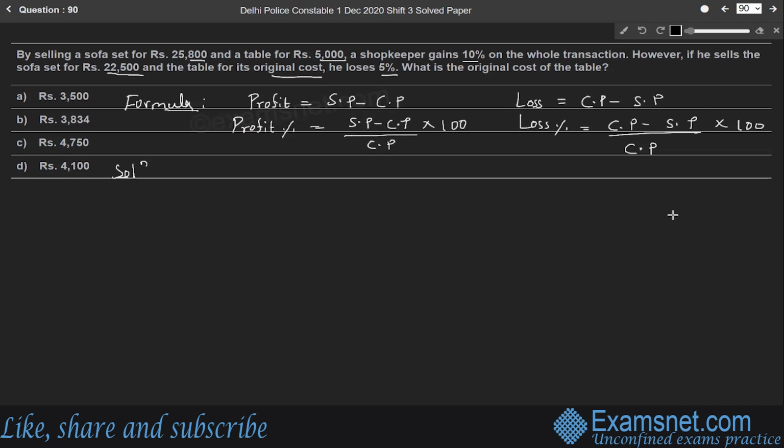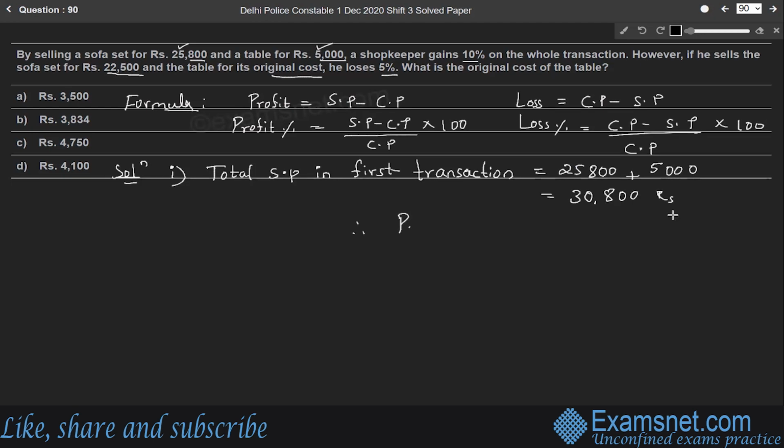So the solution part. According to the question, the total selling price in the first transaction, let us consider this as the first part of the solution. The sofa set was sold for 25,800 and the table for 5,000 rupees, right? So it is equal to 25,800 for the sofa set plus 5,000 for the table, which is equal to 30,800 rupees. Total selling price in the first transaction is 30,800 rupees.